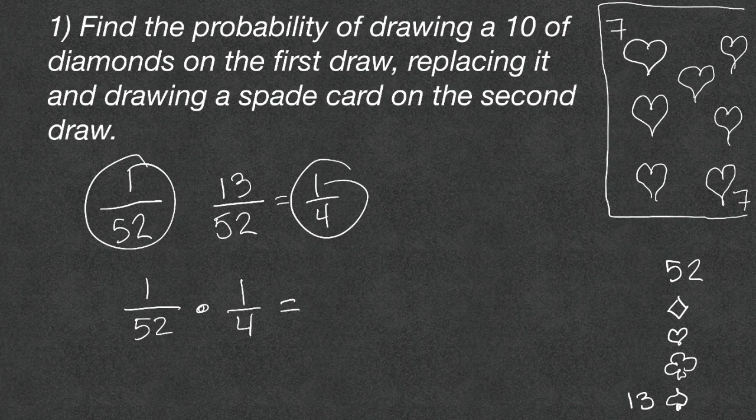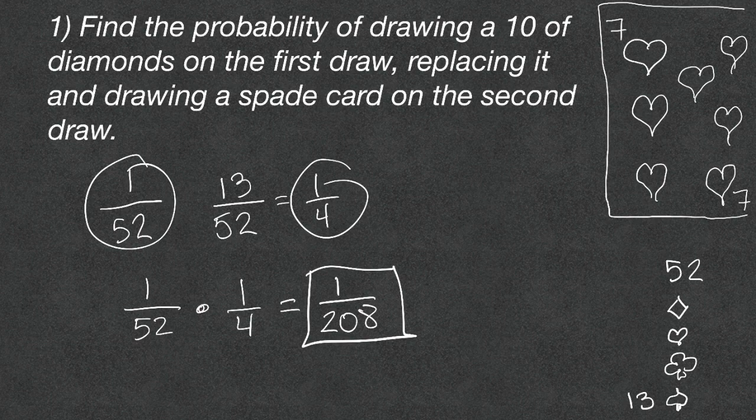And I'm going to get my calculator here. 52 times 4 gives us 208, and the 1 stays a 1. So we have a 1 in 208 chance of first drawing a 10 of diamonds and then replacing that card and drawing a 10 of spades the second time. Not great odds. Better odds than winning the lottery, but still not awesome.